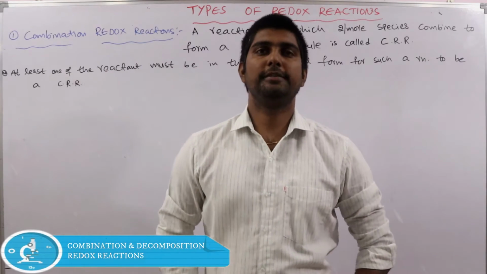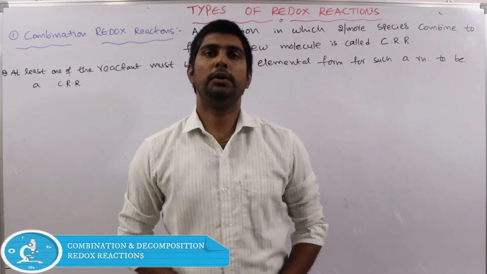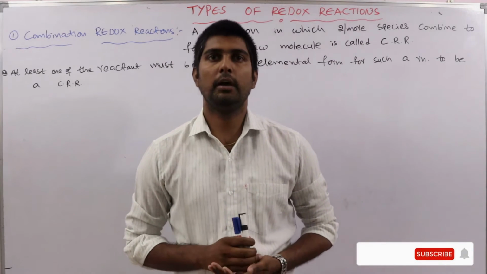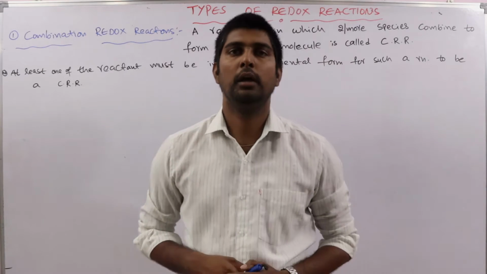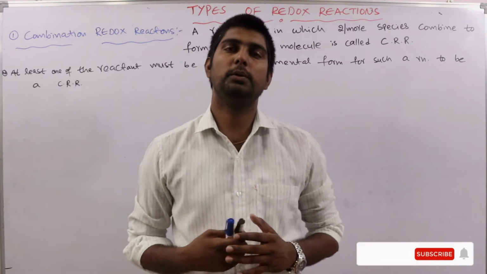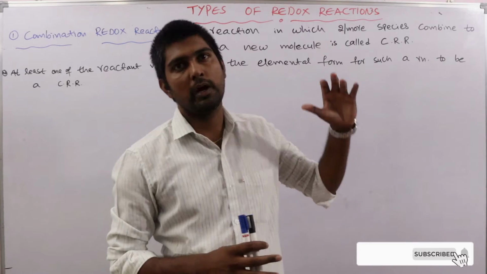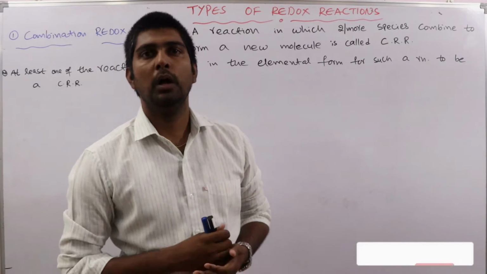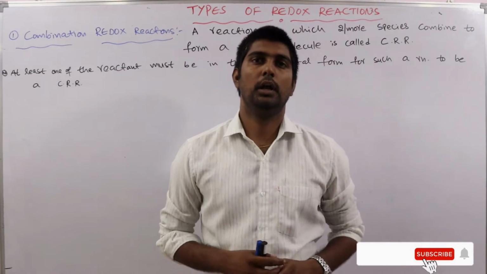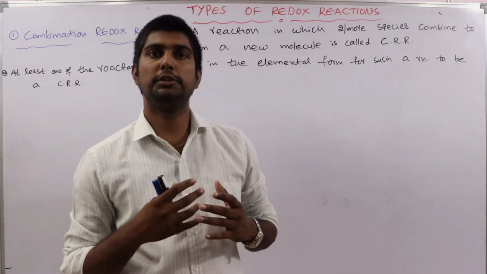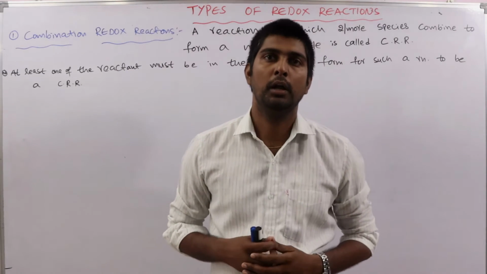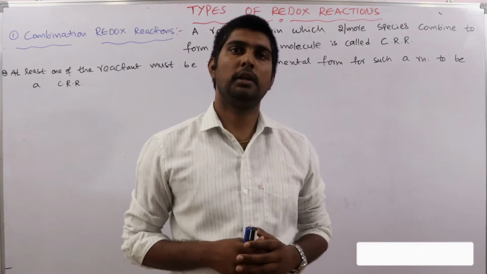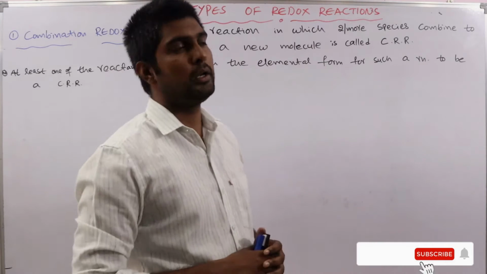Viewers, welcome to JSM. In this lecture, we are going to discuss the types of redox reactions. In the previous lectures, we have discussed what is a redox reaction, what is an oxidizing agent, reducing agent and all those things. So here we are going to start types of redox reactions. Majorly we have combination redox reactions, decomposition redox reactions, displacement redox reactions, and disproportionation and comproportionation redox reactions. In this lecture we discuss two types of redox reactions.